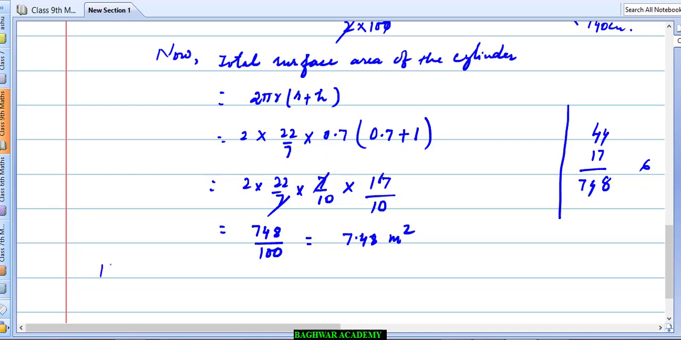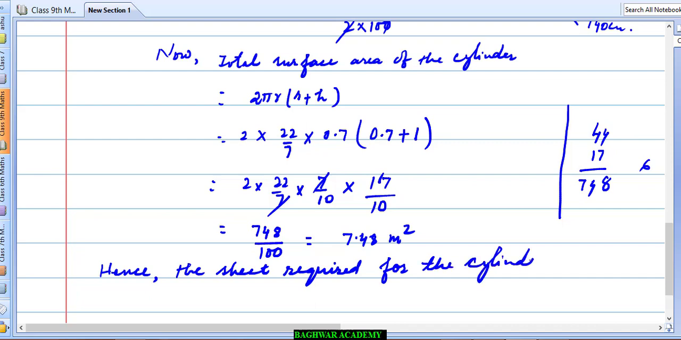So finally you will write the answer. Hence the sheet required for the cylinder will be equal to 7.48 meter square, and this will be your answer. So in this way, this question was so easy.